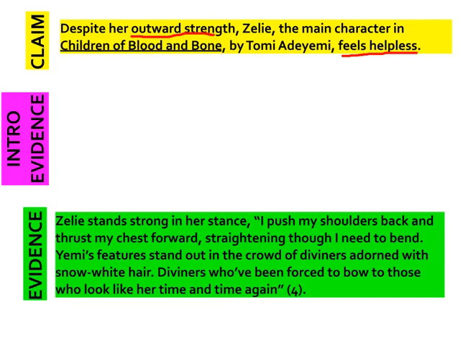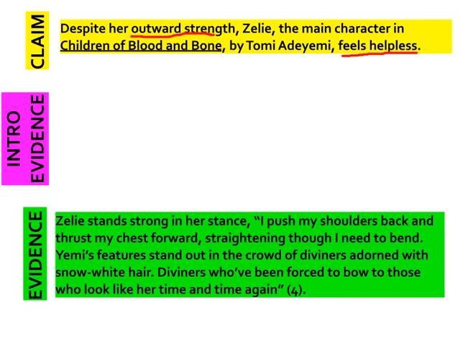So in this first piece of evidence, this is where Zaylee is refusing to bow before Yemi in their fight. Zaylee stands strong in her stance. "I push my shoulders back and thrust my chest forward, straightening though I need to bend. Yemi's features stand out in the crowd of diviners, adorned with snow-white hair, diviners who've been forced to bow to those who look like her time and time again."